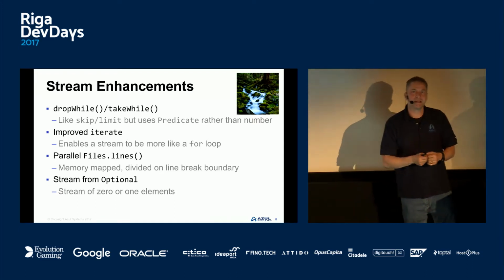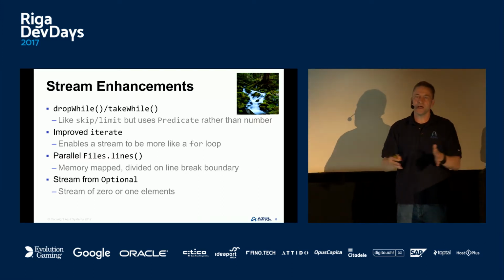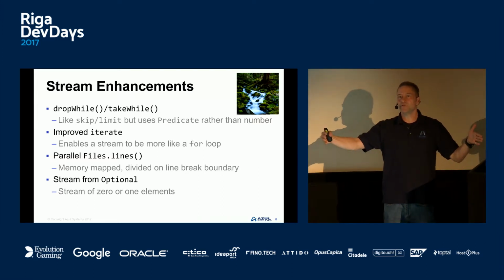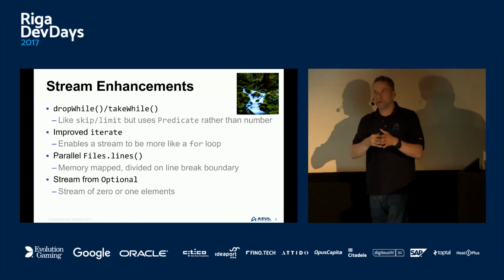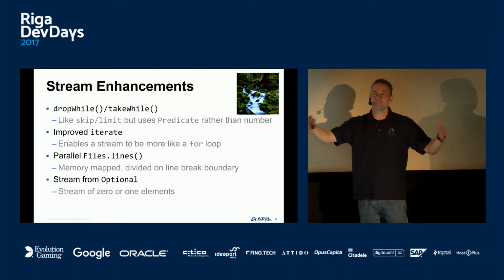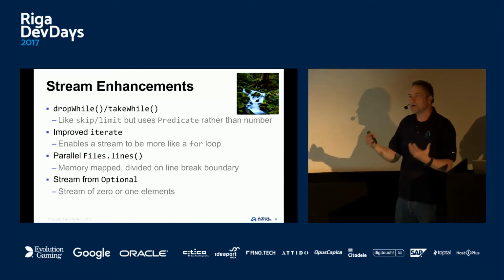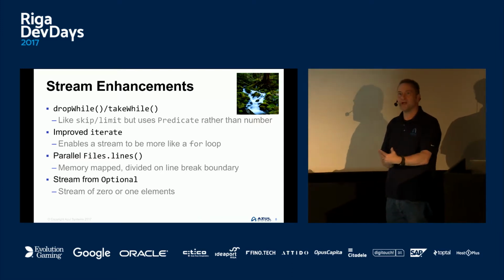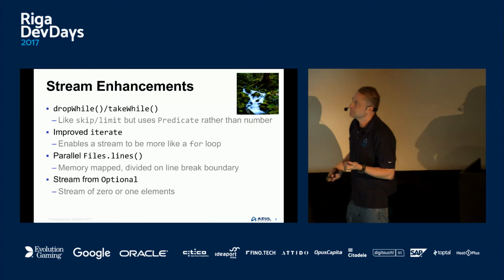What Files.lines does now is it memory maps the whole file, puts it into memory, and then divides it up into a number of regions based on where the line breaks are, in order to try and get you roughly equal chunks for the file. Now, because of where the line breaks are, it may not be exactly equal, but by doing that, it means that multiple threads can read lines from those different sections in parallel, and you get much better performance.